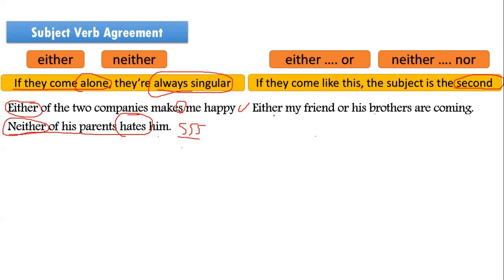Either my friend, number 1, or his brothers, number 2, are coming. Is this sentence correct now? What do you think? I'm waiting for your answers.